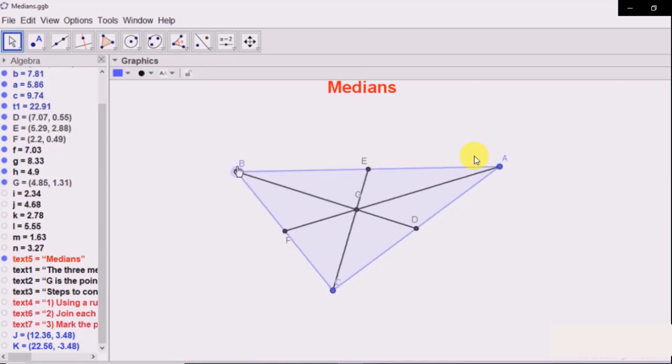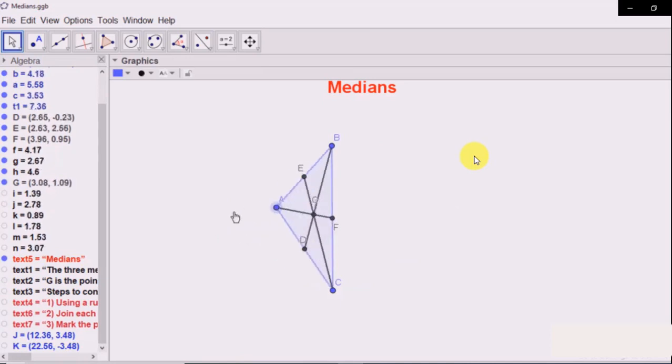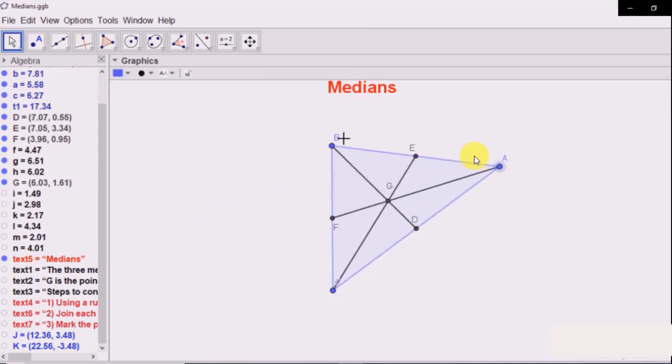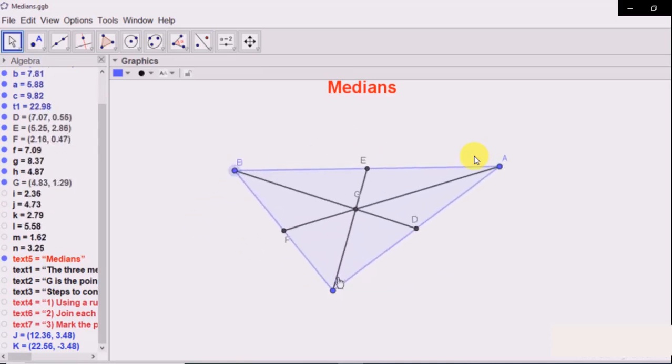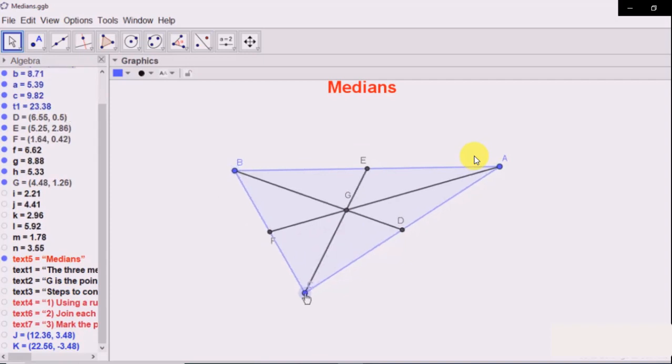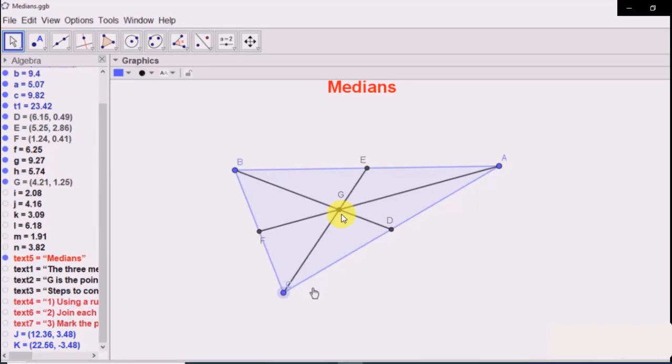Whenever we move the triangle, the intersection point of the three medians doesn't change. So the three medians always intersect at the same point. The point of intersection G of the three medians is called the center of gravity or centroid.